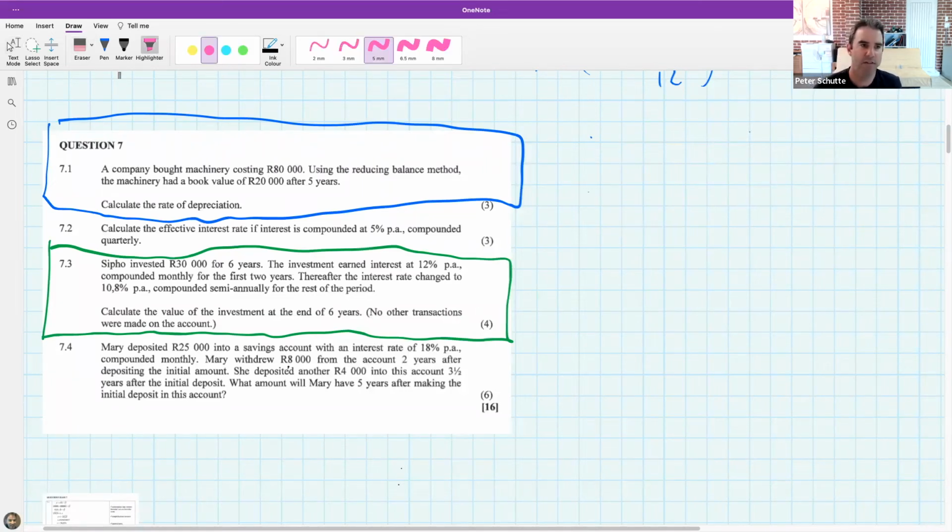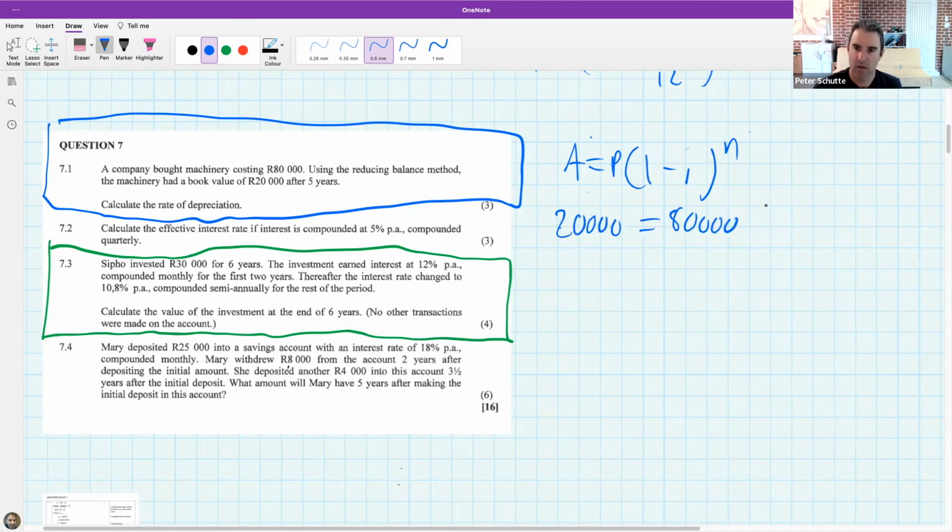Let's try and do 7.1 first, because this was a bit tricky. We did it in the last lesson, but we weren't all comfortable yet. So it's going to be that formula, and then we end up with 20,000 and 5. So that for me would be the subbing in. So now the question is, how do you get this i value, which is the depreciation rate?